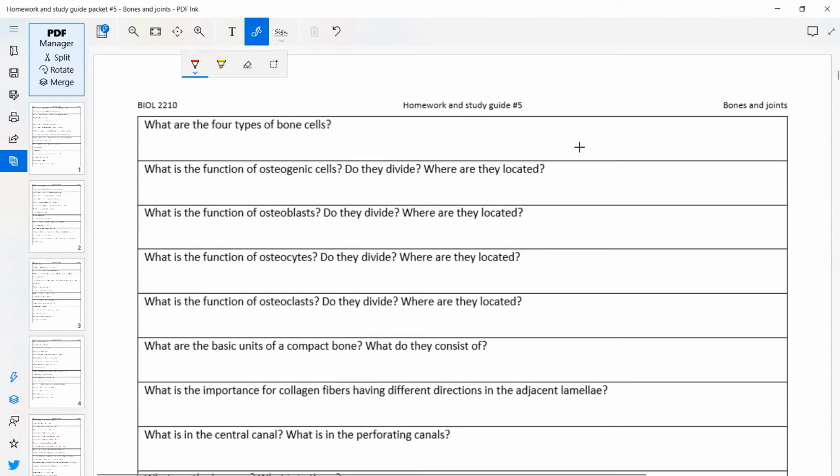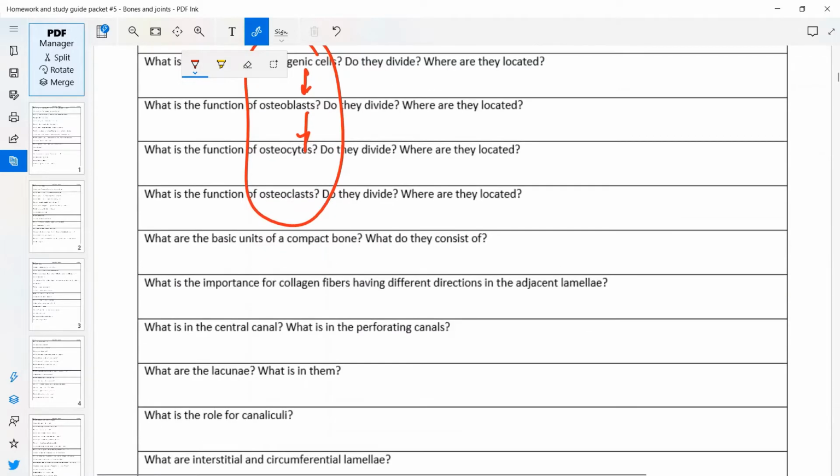Four types of cells are listed here basically. Osteogenic cells are stem cells, they generate osteoblasts, they do divide, located on the bone surface. Osteoblasts produce new matrix, do not divide, located at the bone surface. Osteocytes monitor and maintain matrix, do not divide, located deep in the bone. So these three, one generates another: osteogenic cells differentiate into osteoblasts, osteoblasts differentiate into osteocytes.